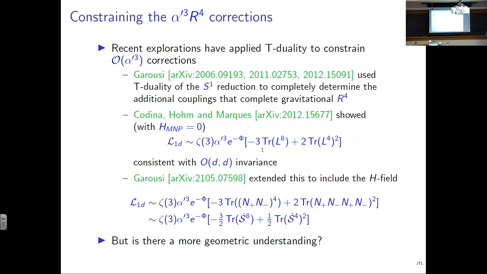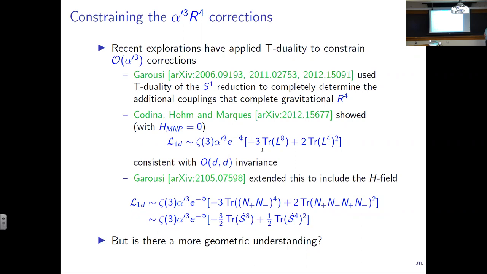And the reason this is a non-trivial test is because there's one more term you could have over here, which is trace of L cubed times trace of L to the 5. Trace of L cubed cannot be completed into an even number of n plus n minuses. It's an odd number of scalar matrices. And a trace of an odd number of scalar matrices, as we have hopefully seen, cannot be T-duality invariant here. And so this is actually a non-trivial test.